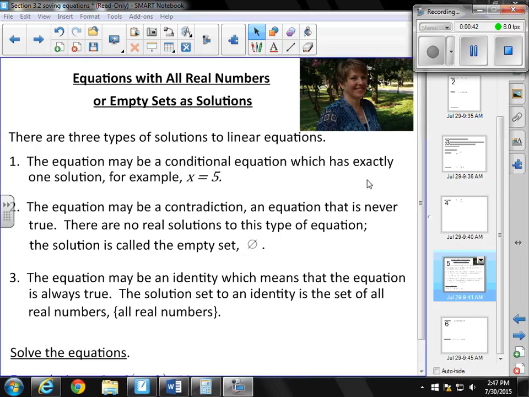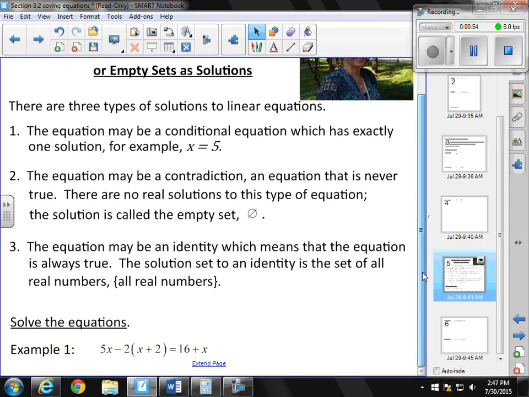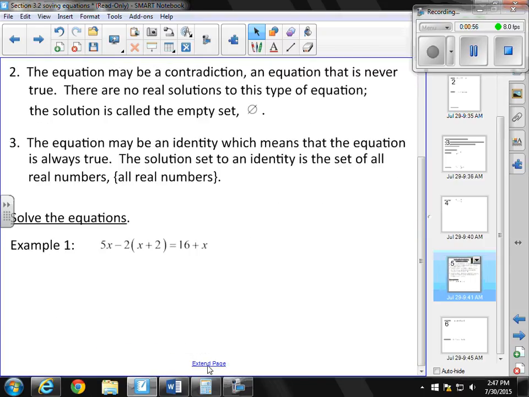The equation may also be an identity, which means that the equation is always true. The solution set to an identity is the set of all real numbers, written with set braces, all real numbers. So we're going to look at an example here.